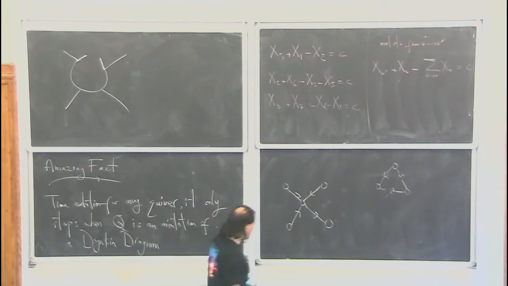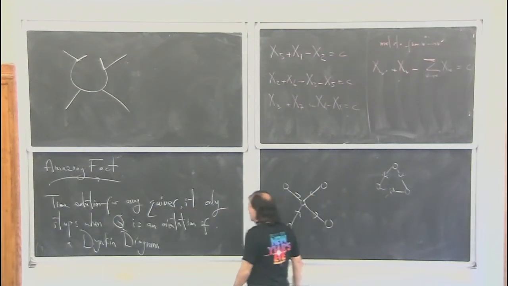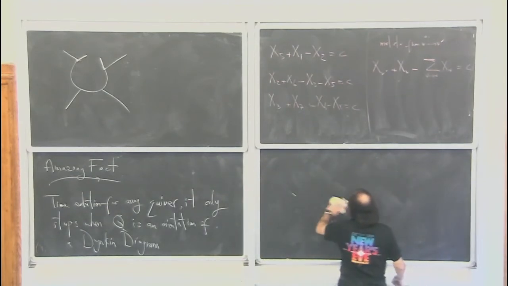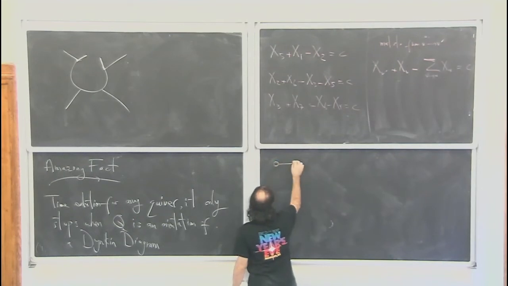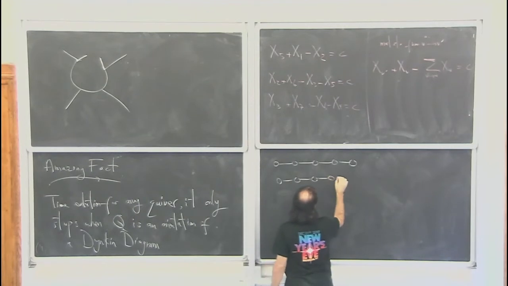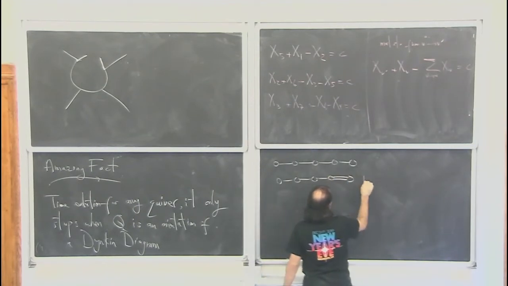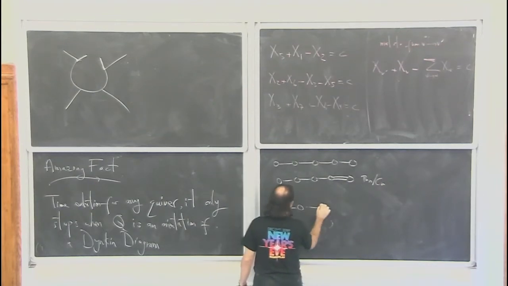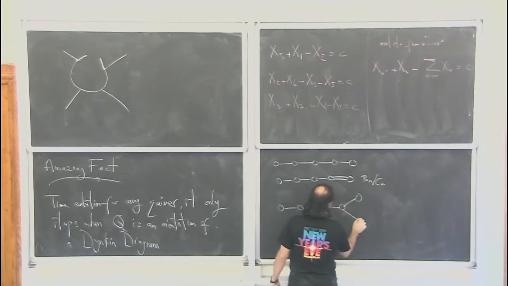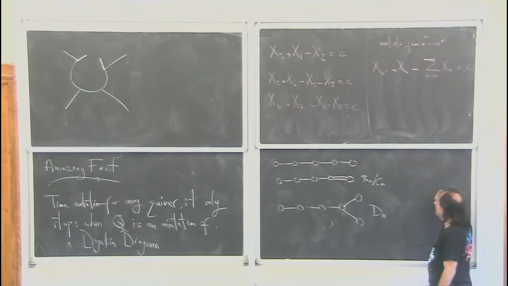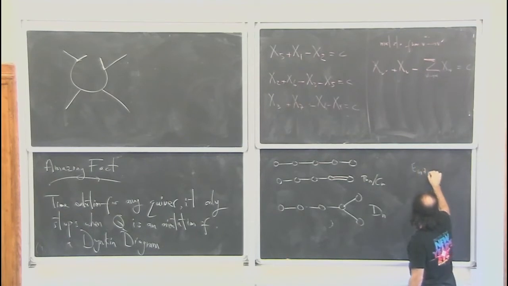So, in fact, that means that the quivers that work are An, Bn, or Cn, which depend on how you orient this, Dn, these are the classical ones. And then we have the exceptional ones. I won't write them all down. E6, E7, E8, G2, and F4. Okay?